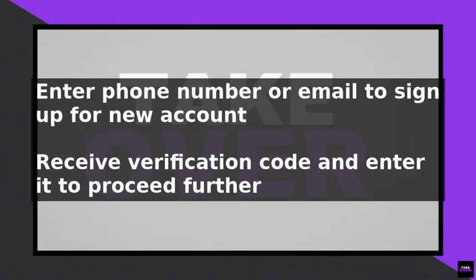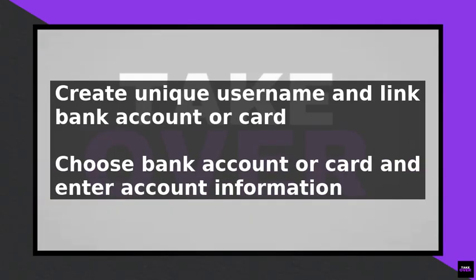You will be asked to create a username, also known as a $hashtag, which will be used to identify your account. Choose a unique username and tap Next. You will then be asked to link a bank account, debit card, or credit card to your Cash App account. You can do this by tapping the Link Bank button and following the prompts to enter your account information.